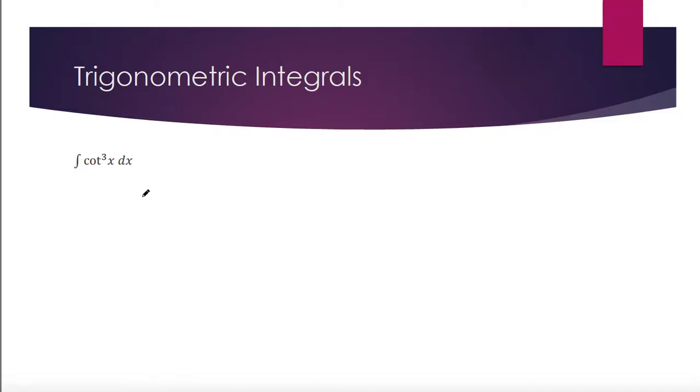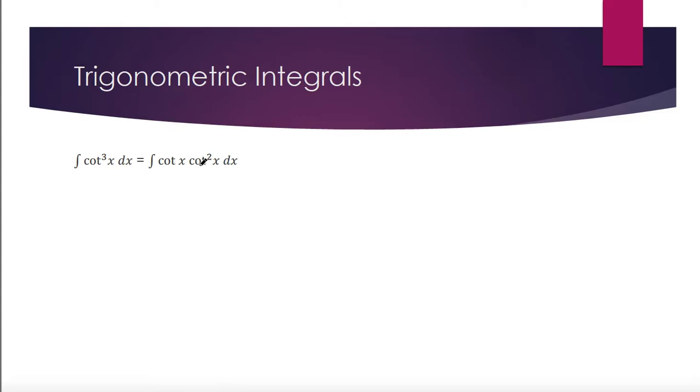To find the antiderivative of the cube of the cotangent, first you want to split the cube into the square of the cotangent multiplied by the cotangent, right? Because there are powers of 2 and then there's a power of 1 here, together the powers will add up to give you the original power of 3.